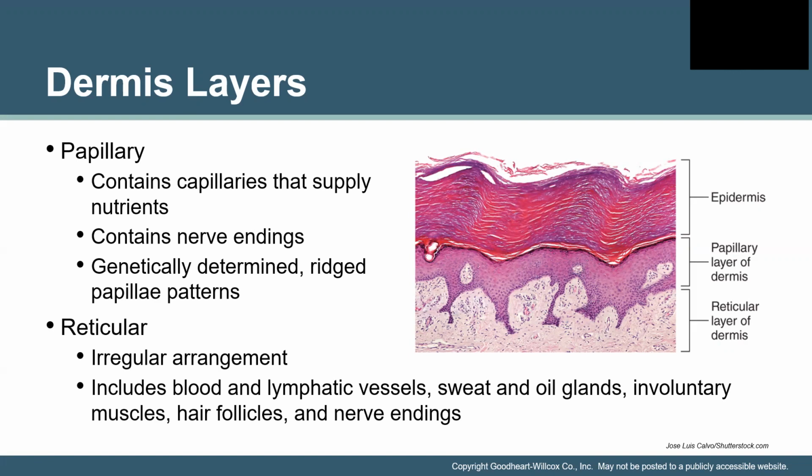Underneath the papillary layer is the reticular layer. The collagen and elastic fibers in this layer have an irregular arrangement. The reticular layer includes blood and lymphatic vessels, sweat and oil glands, involuntary muscles, hair follicles, and nerve endings.